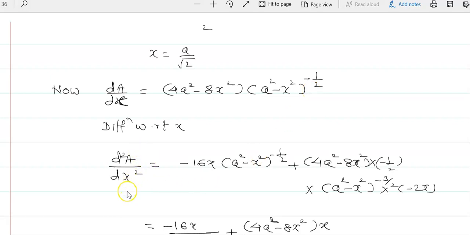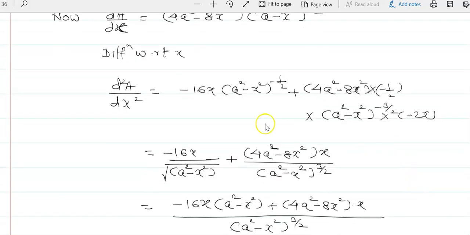Therefore d²A/dx², the second derivative, is the derivative of 4a², which is 0, and −8x² is −16x, into this term as it is, (a² − x²)^(−1/2), plus (4a² − 8x²) into the derivative of (a² − x²)^(−1/2), which is −1/2 (a² − x²)^(−1/2 − 1), that is, power −3/2, into the derivative of (a² − x²). The derivative of a² is 0 and of x² is −2x, which is here.